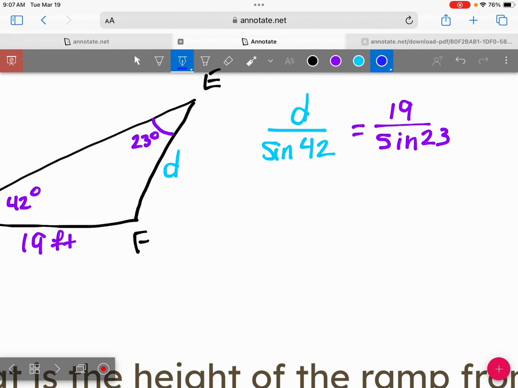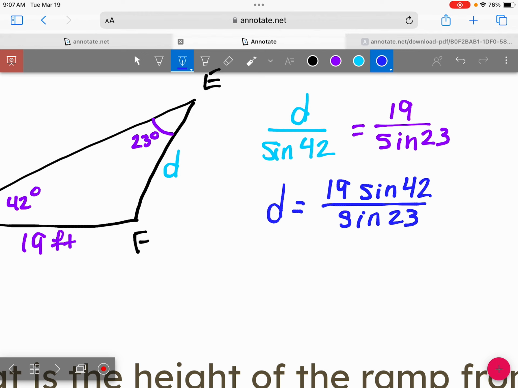So how do we get D by itself here? How do we solve for D? Multiply by sine of 42. So we know that the measure of side D is going to be 19 sine of 42 over sine of 23, which is technically correct. Not super helpful. What is the measurement of D? Use a calculator.